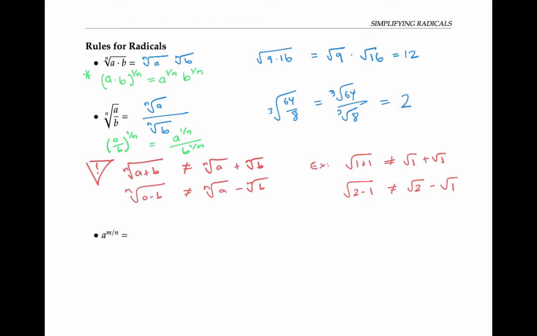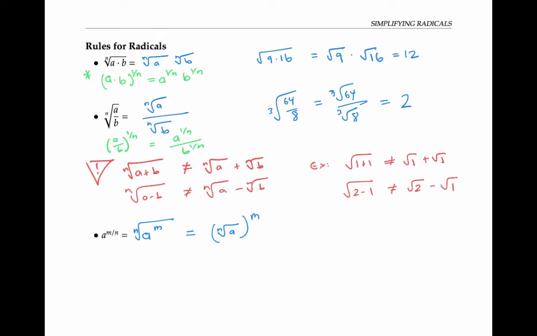We can use the relationship between radicals and exponents to rewrite A to the m over n. A to the m over n is the same thing as A to the m with the nth root taken. It's also the same thing as the nth root of A, all taken to the mth power.